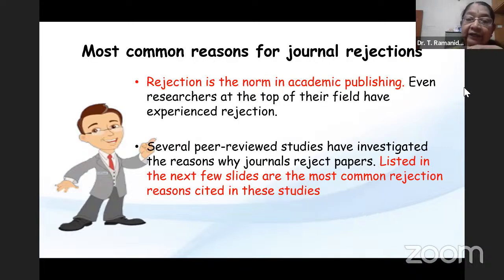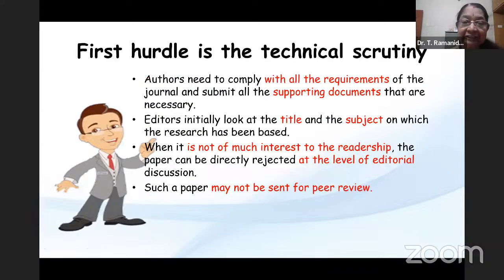So the most common reason for journal rejection is... even the researchers at the top of their field have experienced such rejection. There are several peer-reviewed studies that have investigated the reasons why journals reject a paper. Listed in the next few slides are some of the most important causes for rejection.